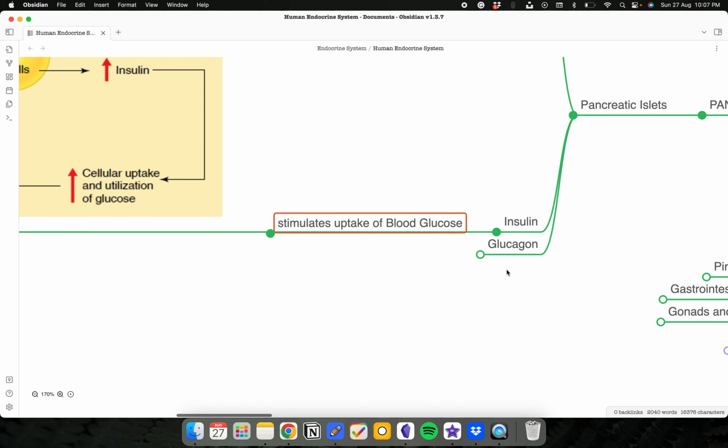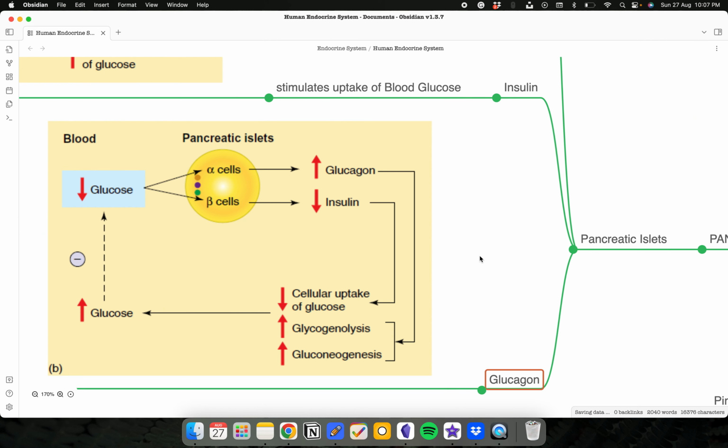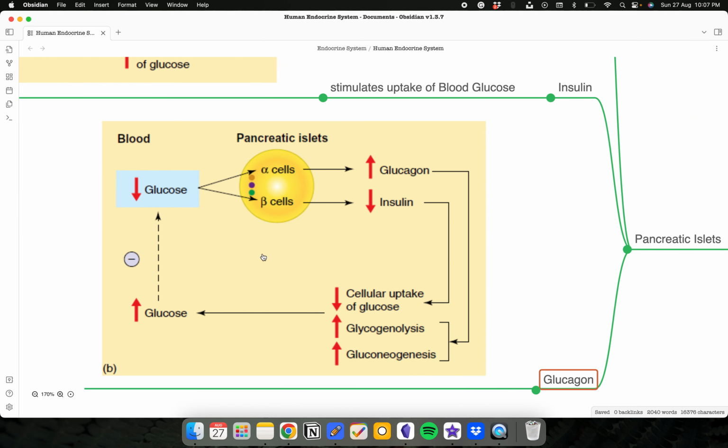Now we'll discuss the glucagon. This is just the opposite. Whenever the blood glucose level is too low, at that time it will again affect both alpha cells and beta cells. From alpha cells, the production of glucagon will be increased when the blood glucose level is low, and the insulin production from the beta cell will be decreased. Since the insulin level is decreased, the cellular uptake of glucose is also decreased.